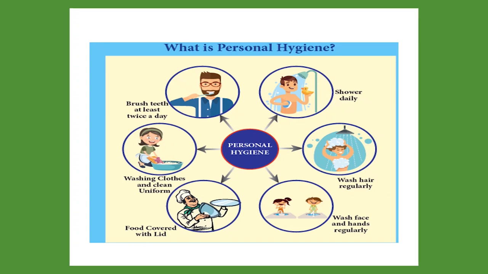Now this one is what is personal hygiene. We have the question bank answers. What is personal hygiene and what are the ways of maintaining our hygienic body? Brush your teeth at least twice a day. Then you have to take a bath daily and, if possible, twice a day. And you have to wash your hair regularly. That you need to maintain personal hygiene.